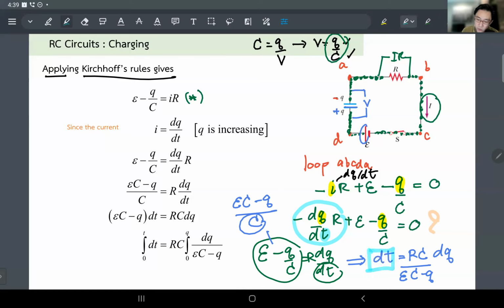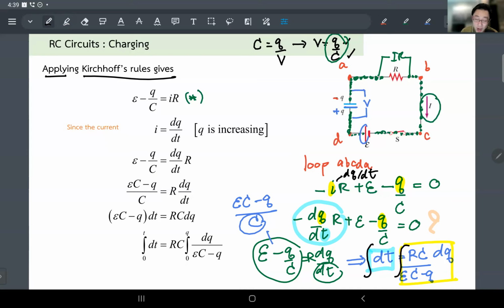Here, the right side of this is purely on q. See that? Isn't that nice? So now it's your turn. Because now the left-hand side is purely t, the right-hand side is purely q. Now you can integrate on both sides.